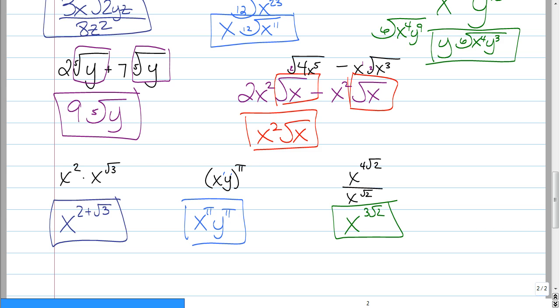That's it. That's more practicing with this simplifying stuff. The more you practice this, the better you'll get.